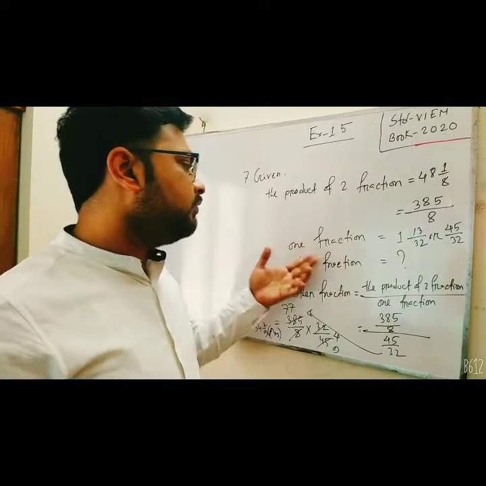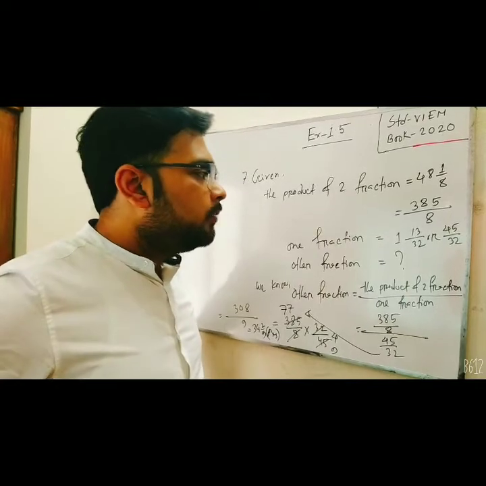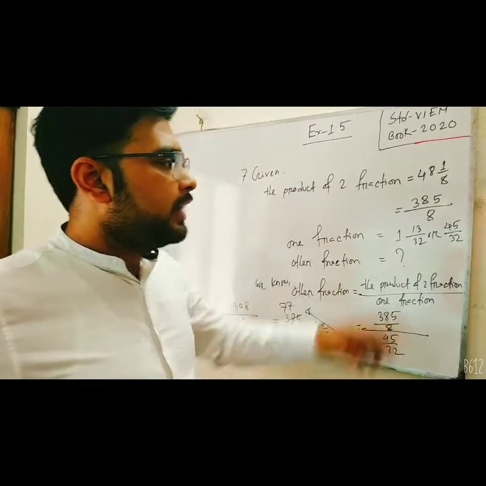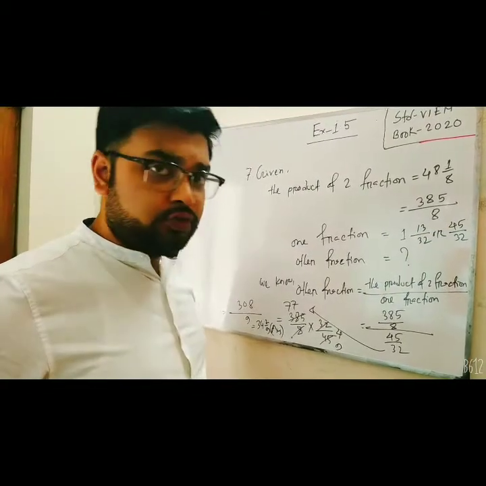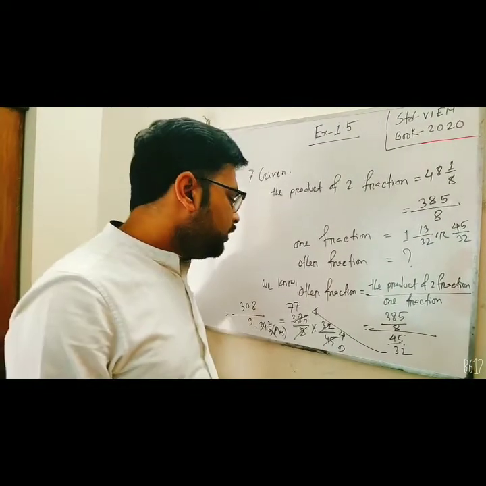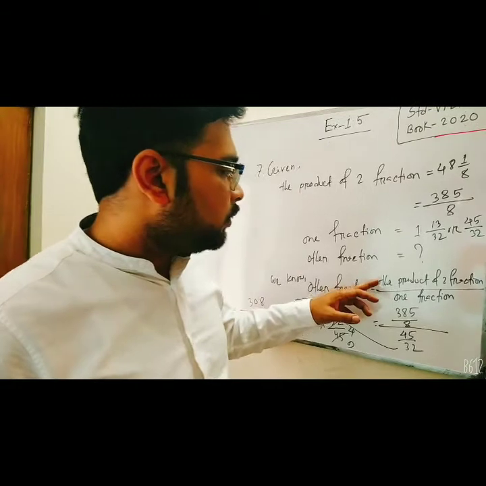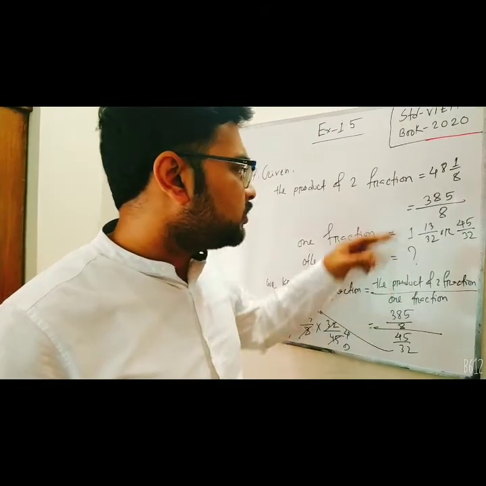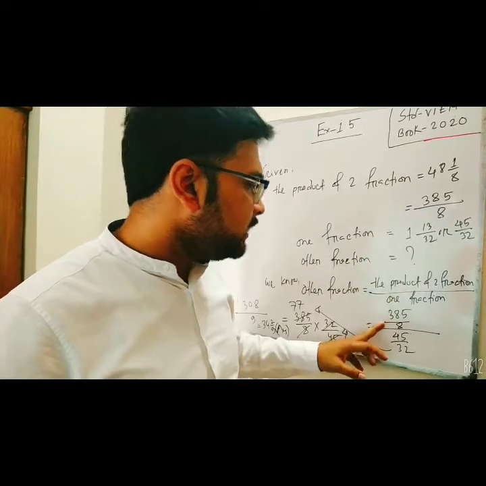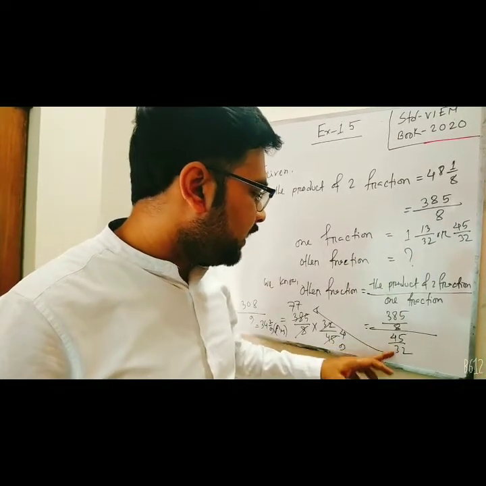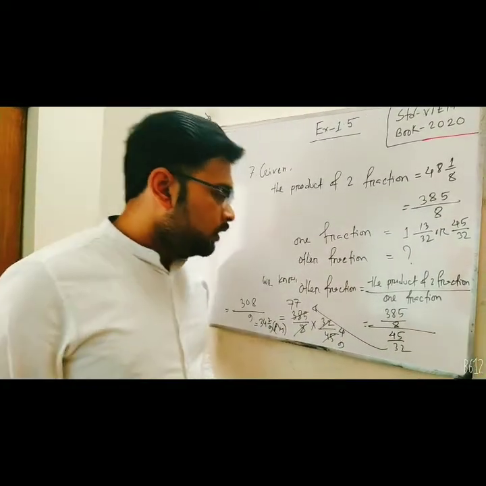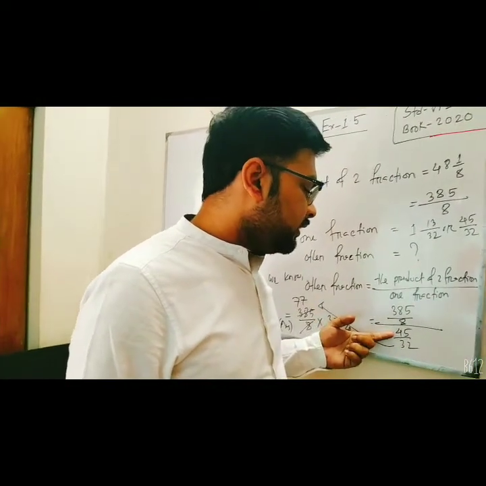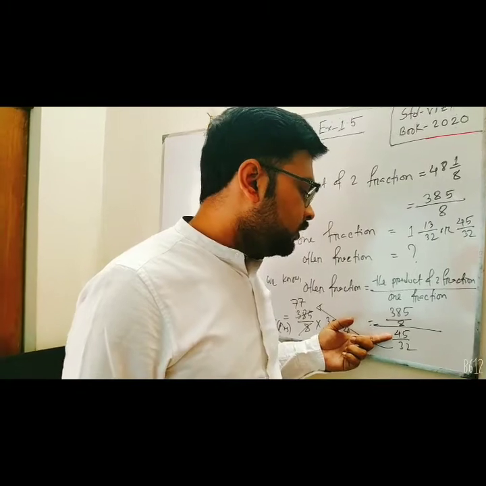385 by 8, and one fraction is 1 whole 13 by 32, which will be converted into an improper fraction and written as 45 by 32. Find out the other fraction. We know the other fraction equals the product of two fractions divided by one fraction. The product of two fractions means 385 by 8, and the other fraction means 45 by 32. Here the numerator is 385 by 8 and the denominator is 45 by 32.